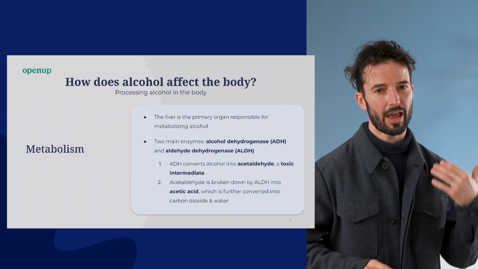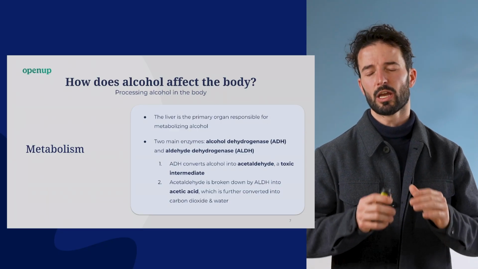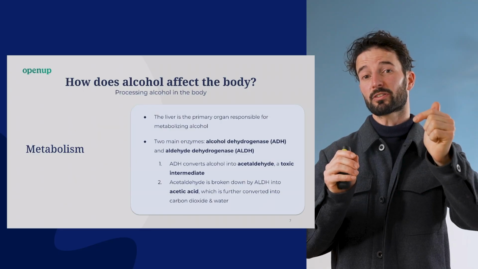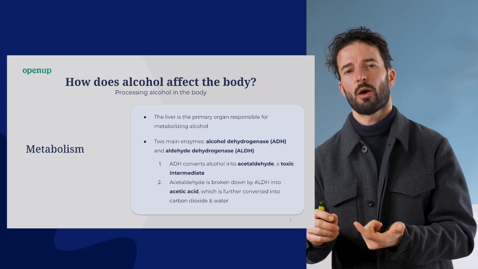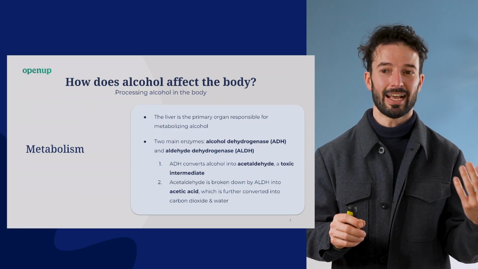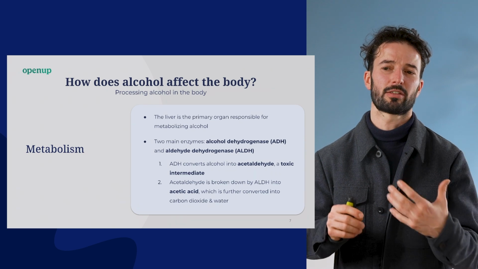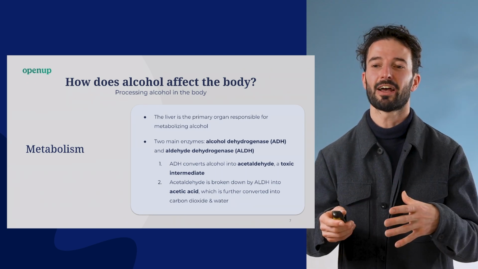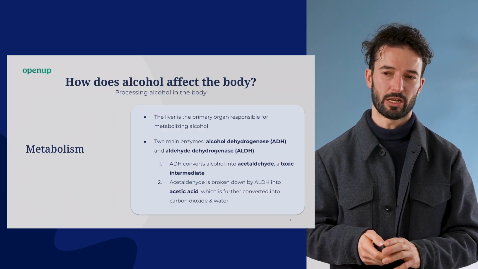So if you drink too much alcohol in the first place, so too much in too little time, your liver is able to process alcohol with the first step. So it will turn alcohol into acetaldehyde. But the second step to turn this acetaldehyde into acetic acid is slow. So therefore you build up this toxic intermediate.